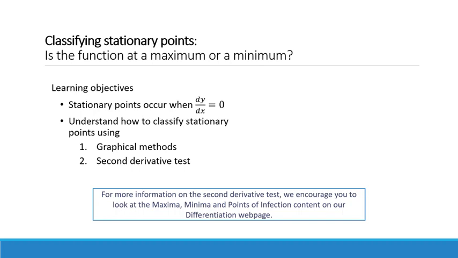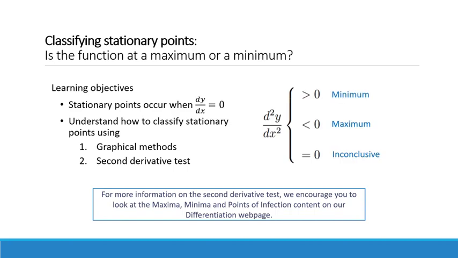Briefly, we know that at a stationary point, the first derivative is always 0. We can use the second derivative to classify the stationary point. If the second derivative is positive, we have a minimum. If it's negative, we have a maximum. And if it's equal to 0, then the test is inconclusive.